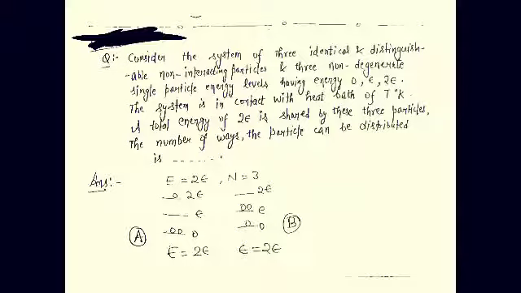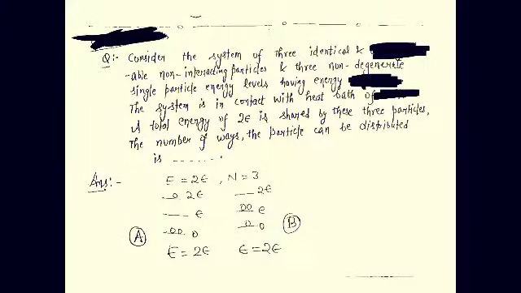So what is the question saying? The question says: consider a system of three identical, indistinguishable, non-interacting particles. First of all, highlight the point: indistinguishable. Alright, so let's highlight it. And three non-degenerate levels are given to us: 0, E, 2E, and the temperature T.